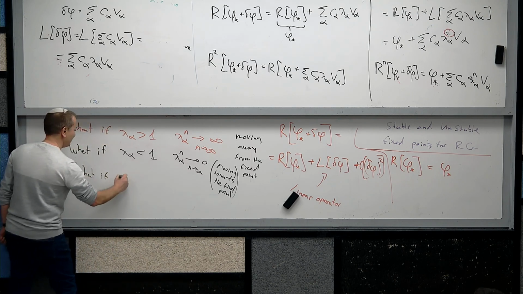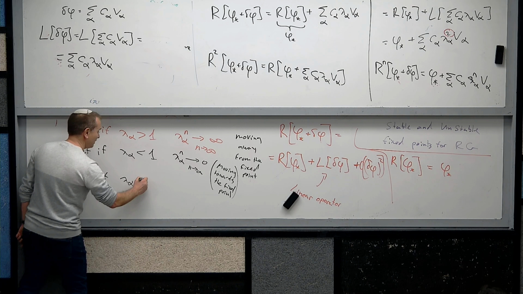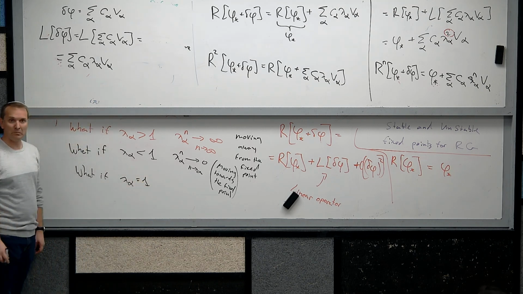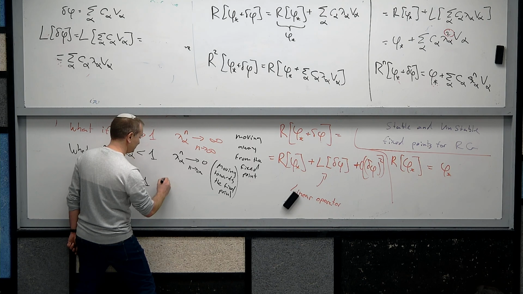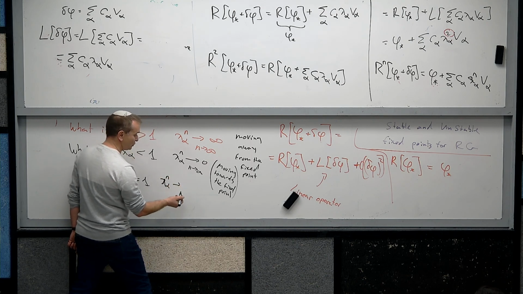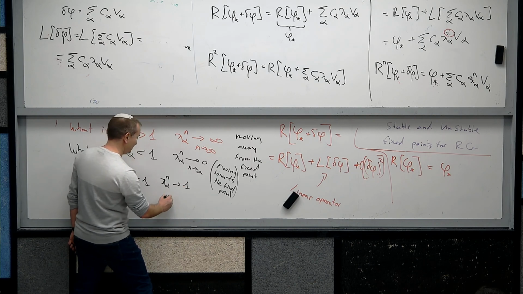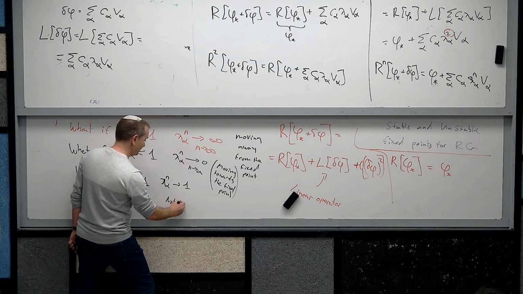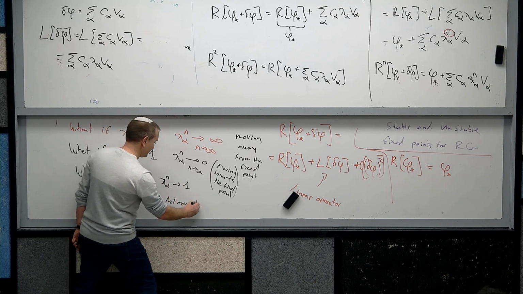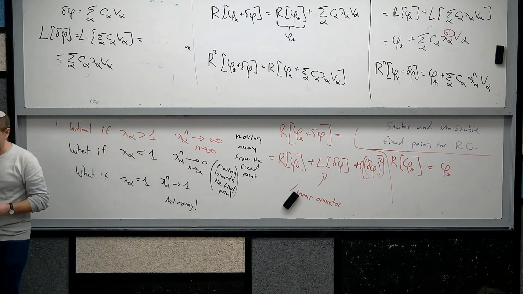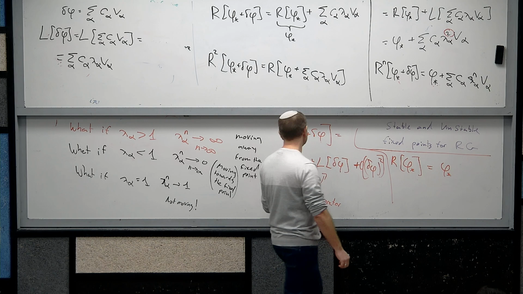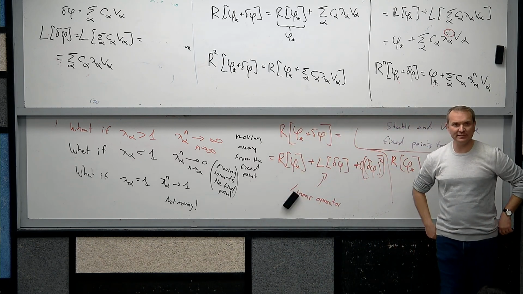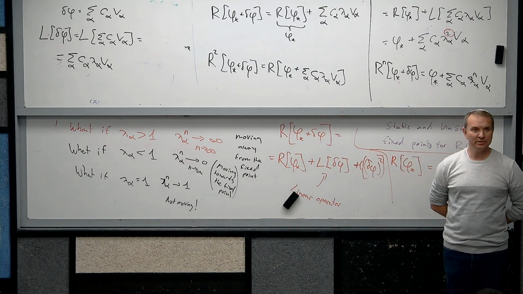What if lambda alpha goes to 1? Not moving. So lambda alpha to the power n goes to 1. Not moving. So those lambda alphas, they define stability.